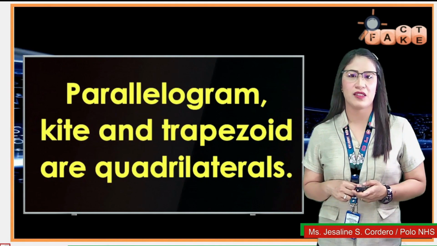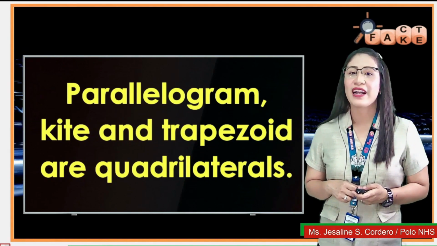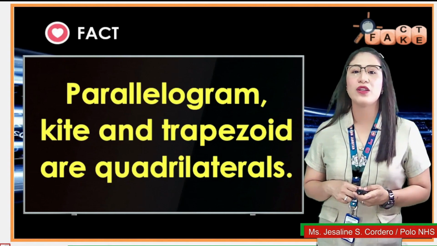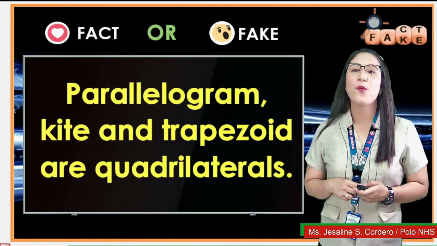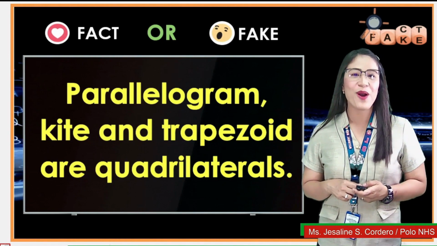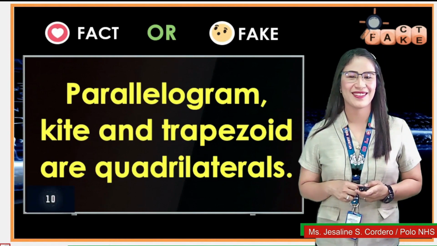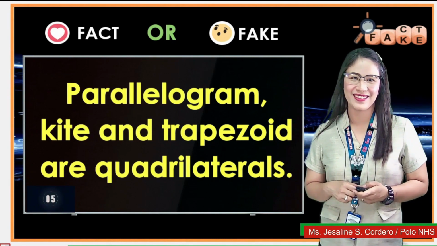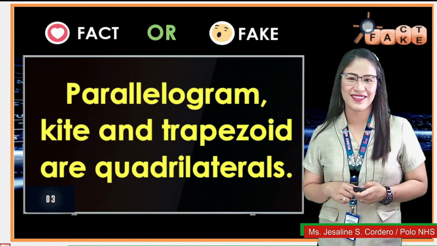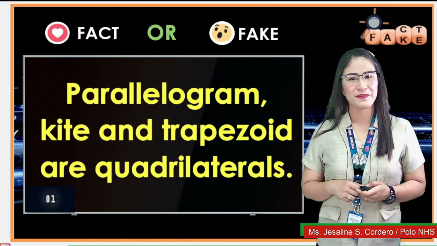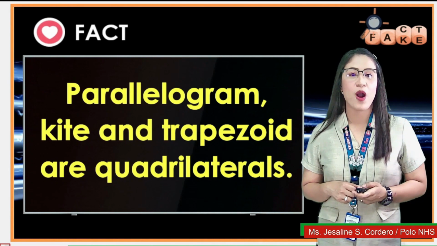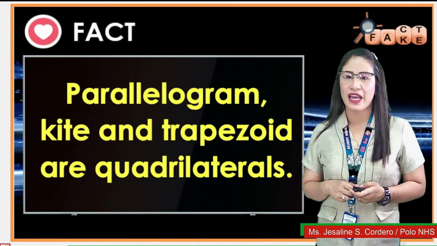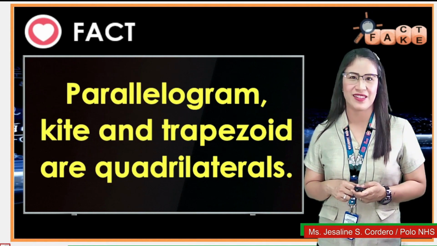Fourth statement is parallelograms, kite, and trapezoid are quadrilaterals. Will you drop heart or wow? 10 seconds, go. If you drop heart, good job. Parallelogram, kite, and trapezoid are quadrilaterals.